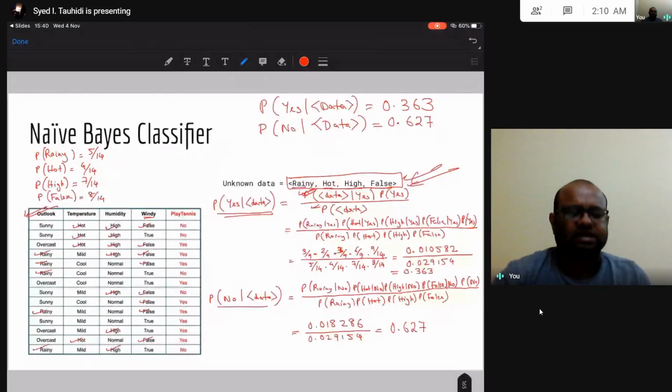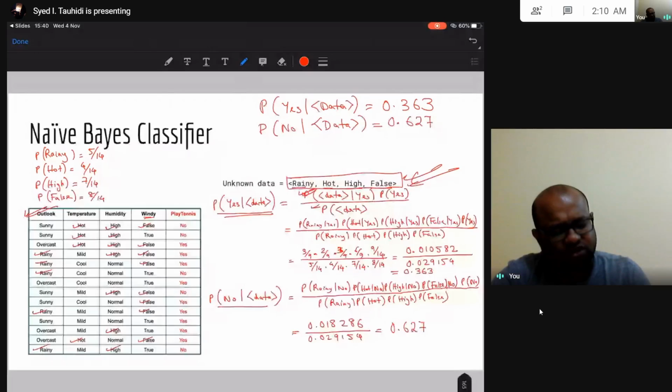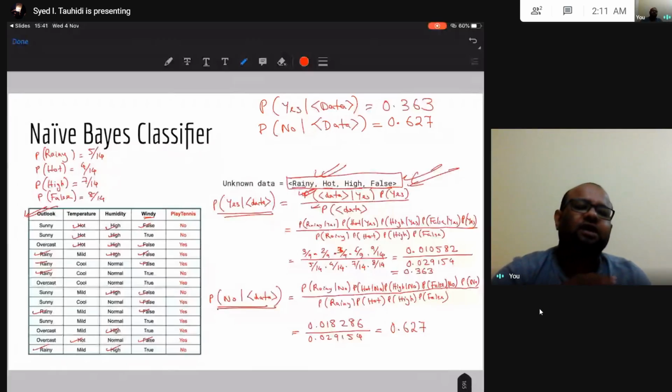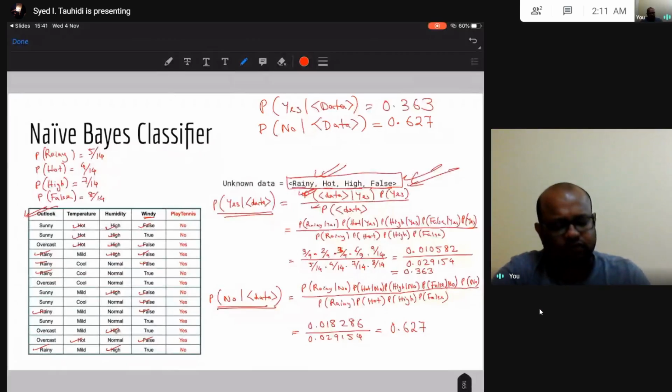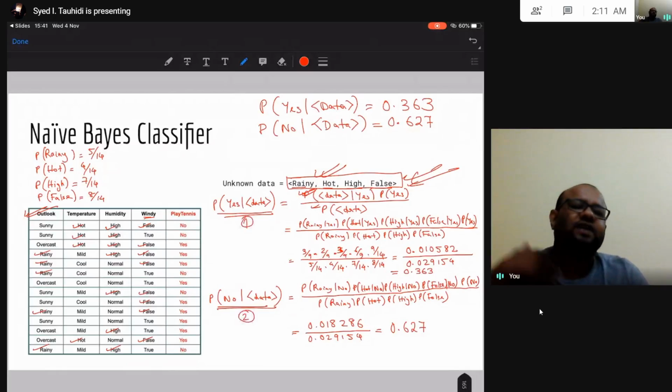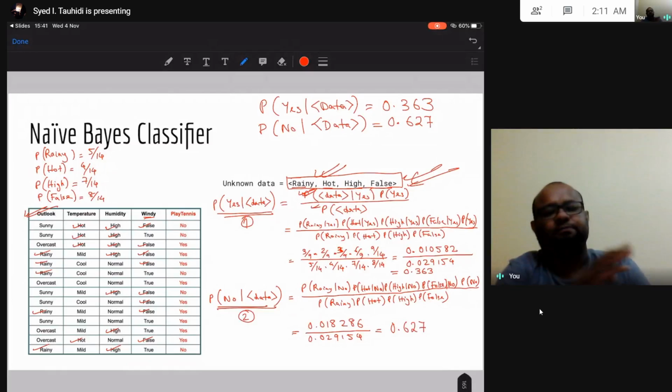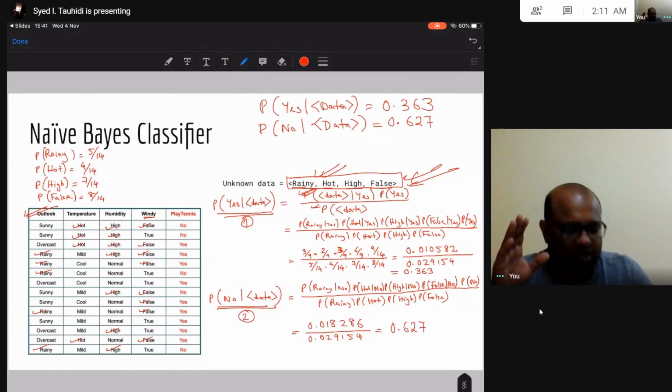Even if I had more classes, the denominator, this is called the evidence in the Bayes formula, is the probability of data. So this is going to stay the same in all my equations. I have two equations here, equation 1 and equation 2. The denominators of these two equations are the same. So even if I had more than two classes, I would have had more than two equations, and the denominator of all of them would have been the same.